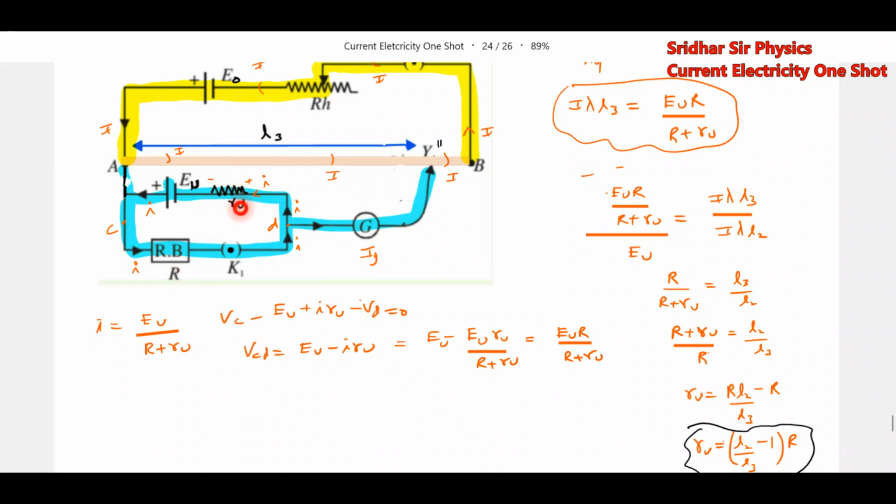The internal resistance of a cell is very difficult to measure, but we are able to calculate it this way. So what is RU? It is the internal resistance of a cell.